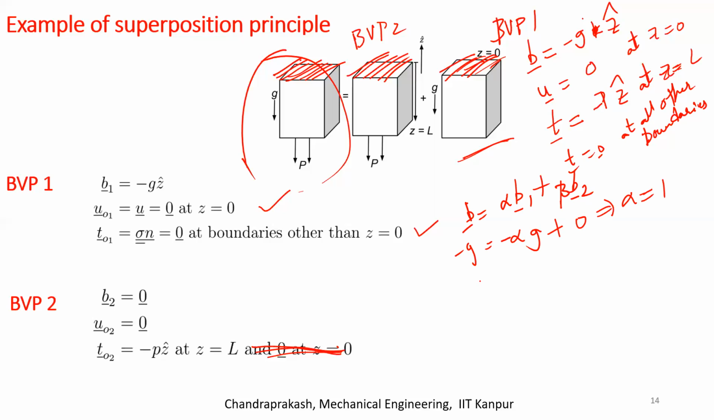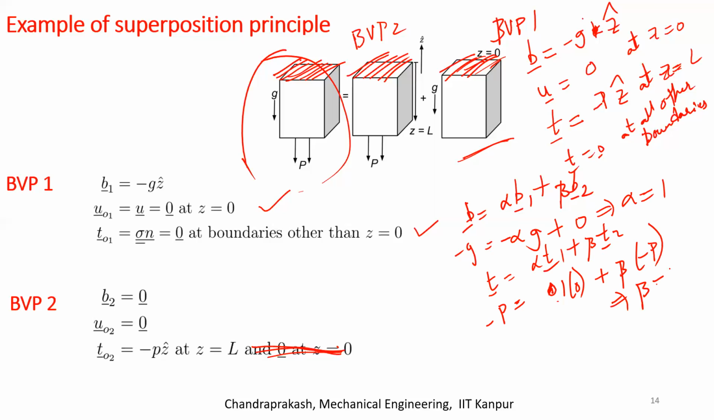Likewise, let me look at displacements and tractions. If I look at traction, it is alpha T1 plus beta T2. My overall traction is minus P, of course everything in the plus z direction. Alpha is 1, but T1, the traction, is 0 anyway. So this term is essentially 0 plus beta times the traction, which is minus P, which means beta is also equal to 1. Can I write the displacement boundary conditions using the same alpha and beta? If that is the case, then my superposition principle is complete.